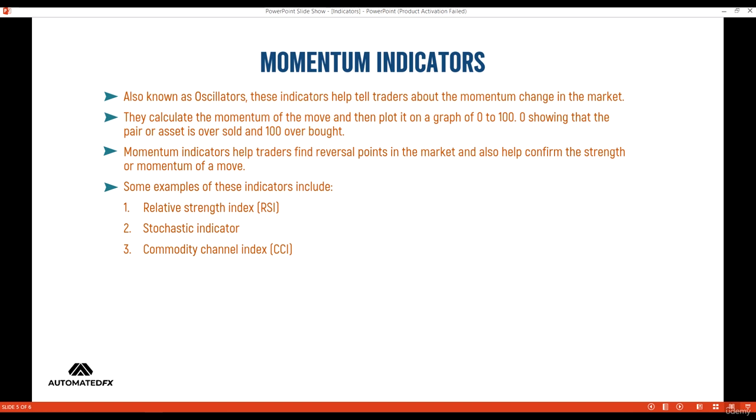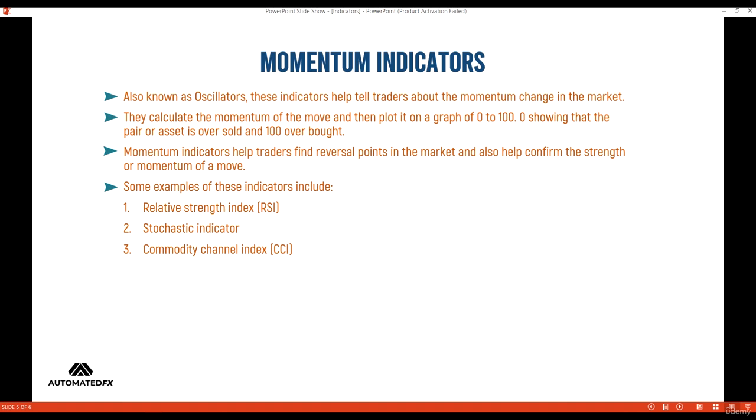So it can serve as a confirmation. That's just the idea of overbought and oversold levels. Momentum indicators help traders find reversal points in the market and also help confirm the strength or momentum of a move. Some traders do not just use them to find oversold and overbought regions. They also use them to confirm the strength of a move.